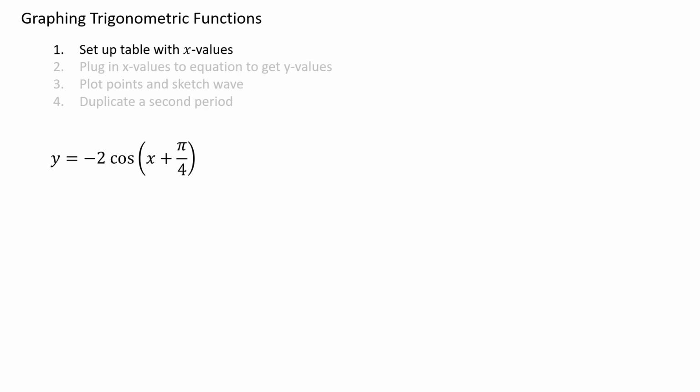Here we're going to graph a trigonometric function that has what's called a phase shift. You'll notice in the argument of the function that we're adding a number to the variable x. Whenever this happens, you're going to cause the graph to shift either left or right. Here's our basic 4 steps for graphing a trigonometric function.